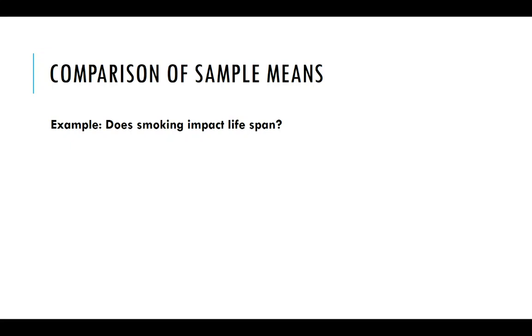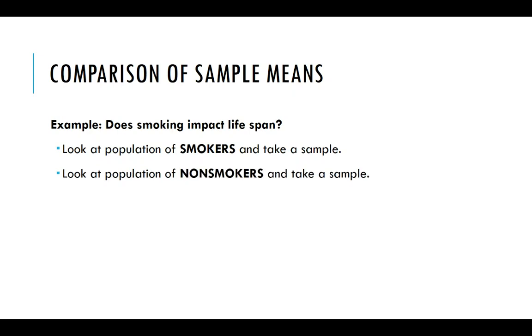Let's use as our example the question of, does smoking impact lifespan? Now, we have a pretty good idea that it does, right? In modern society, it would be hard to think otherwise. But if I wanted to do this statistically, I would need to look at the population of smokers and take a sample, and look at the population of non-smokers and take a sample from that population as well. Then I conduct a statistical test to see if lifespan is indeed different.